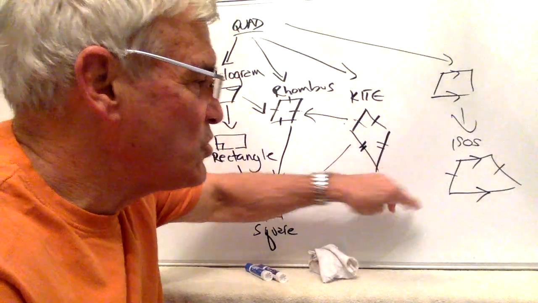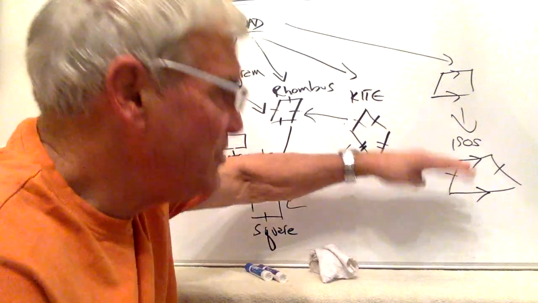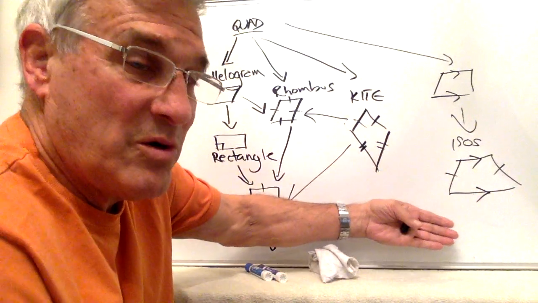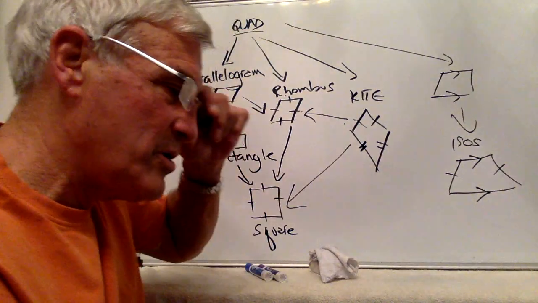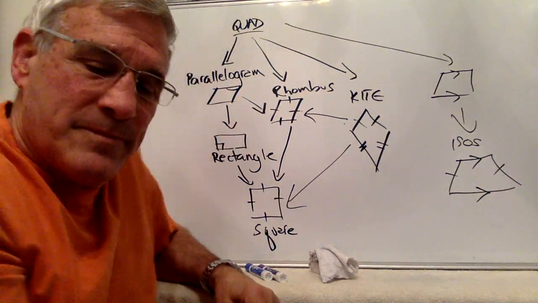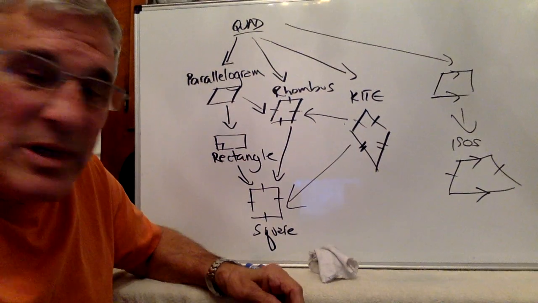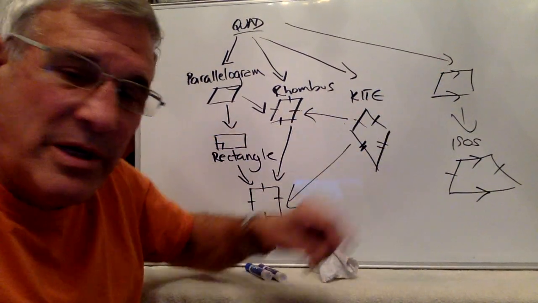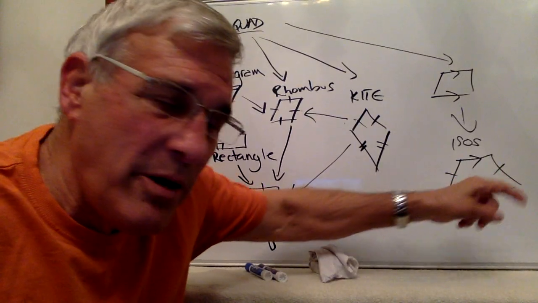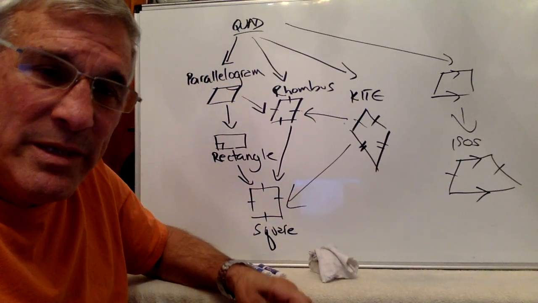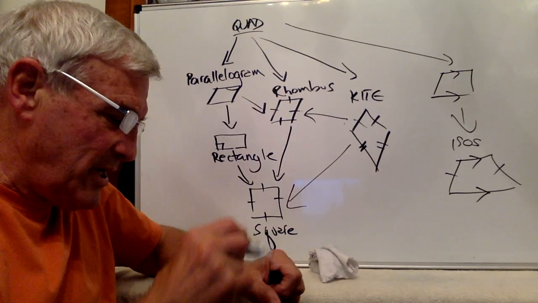And again, I've got this drawn with the longer side on the bottom. You could flip it over. The bottom could be the smaller of the two parallel sides. It doesn't matter. But a trapezoid is any quadrilateral with one set of opposite sides parallel. If the non-parallel sides happen to be congruent, then you have what is called an isosceles trapezoid.